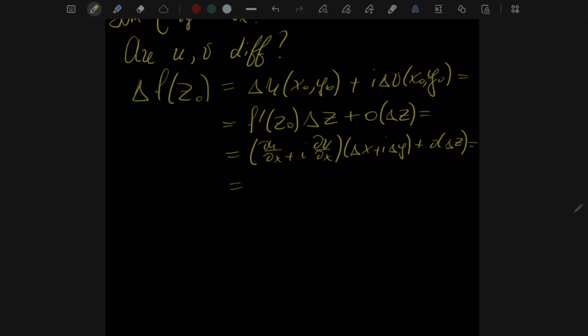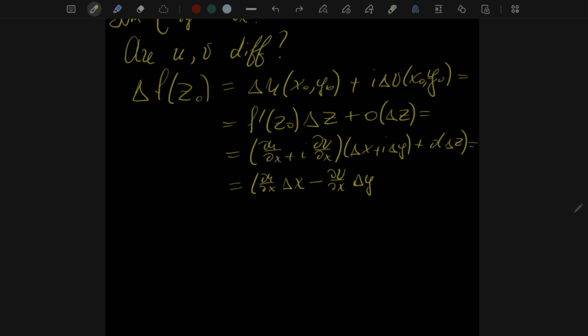Okay, and now let's write its real part and imaginary part. We will separate real part and imaginary part, then we will set the real part equal to delta u and the imaginary part to delta v, and we will get something nice, hopefully. So, the real part is du by dx multiplied by delta x, of course, minus dv by dx multiplied by delta y.